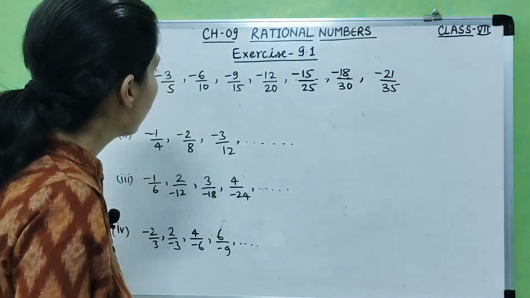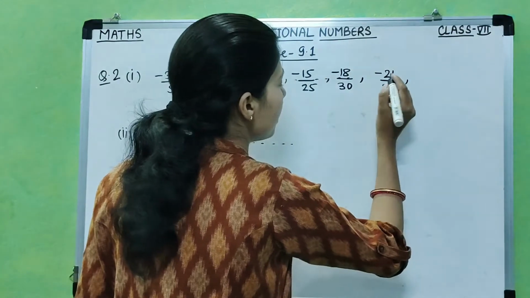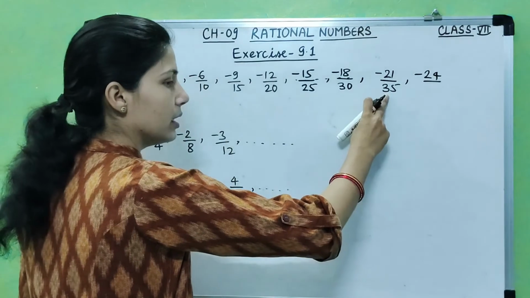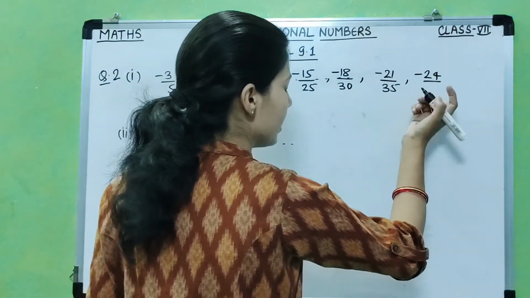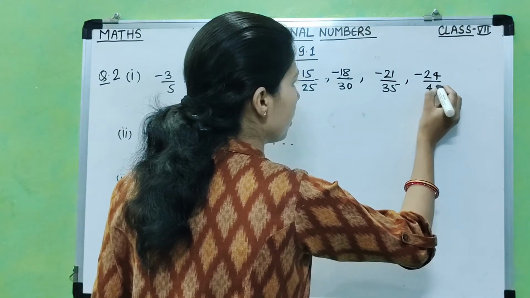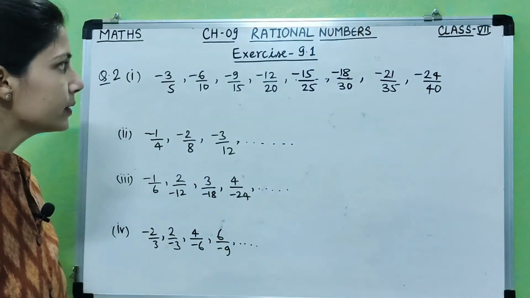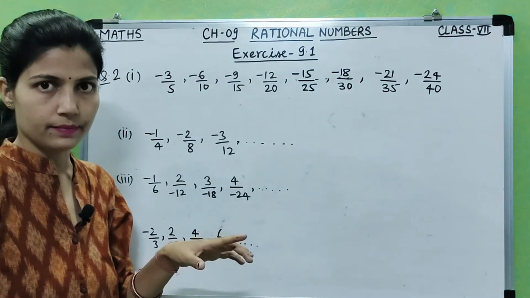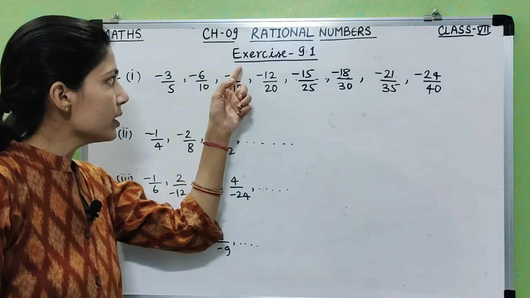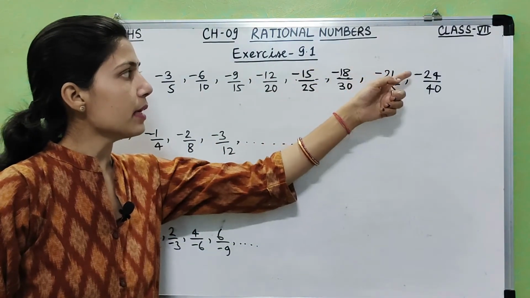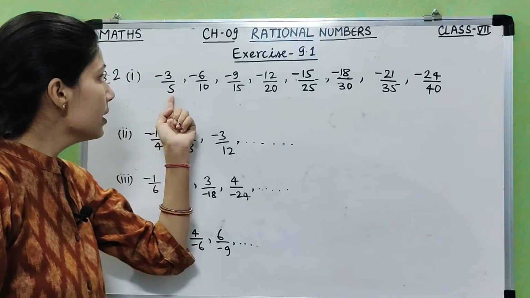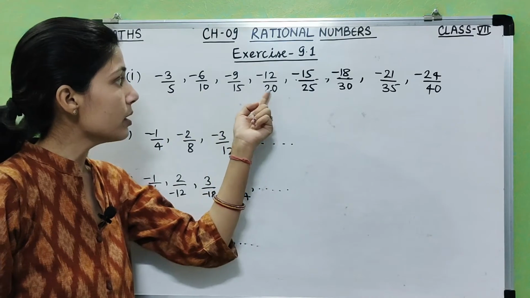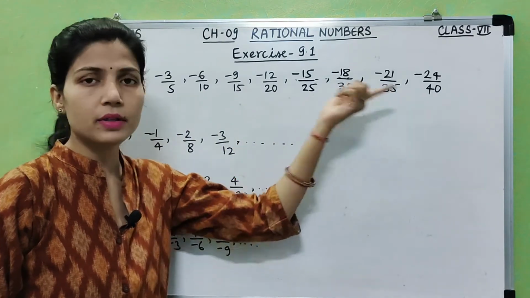Okay, so one more you have to write here. So see, -3 into 8 is -24 upon, 5 7s are 35. Next, the 8th multiple of 5, that is 40. Here -3, -6, -9, these are all multiples of -3: 1 time, 2 times, 3 times, 4, 5, 6, 7, then 8 times. Likewise, in the denominator are the multiples of 5: 5 1s, 5 2s, 5 3s, 5 4s, 5 5s, 5 6s, 5 7s, 5 8s.